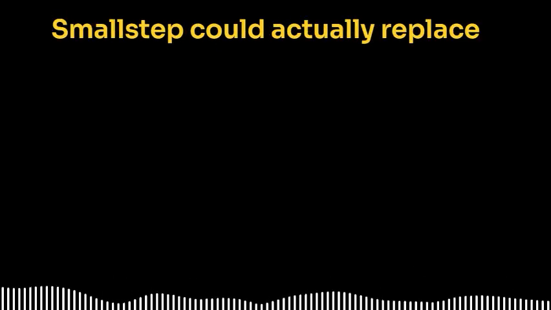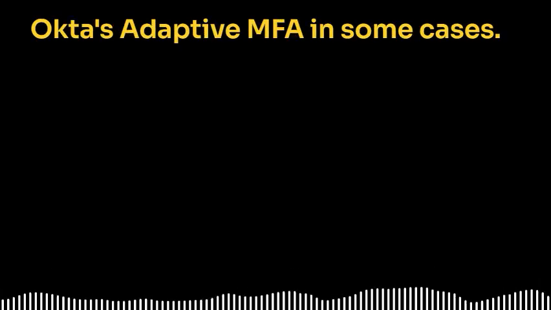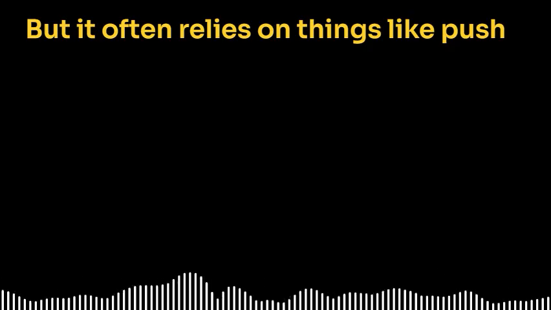It is pretty cool. You mentioned earlier that Smallstep could actually replace Okta's adaptive MFA in some cases. Yeah. That's a bold claim. Can you explain a little bit more about what that means and how it's even possible? So adaptive MFA from Okta, it's a really great security feature, but it often relies on things like push notifications or one-time codes. Right. And let's be honest, they can be a bit inconvenient for users, right? Yeah, I get it. But Smallstep's approach can be so secure that in some cases, it can actually be enough to replace those extra steps.